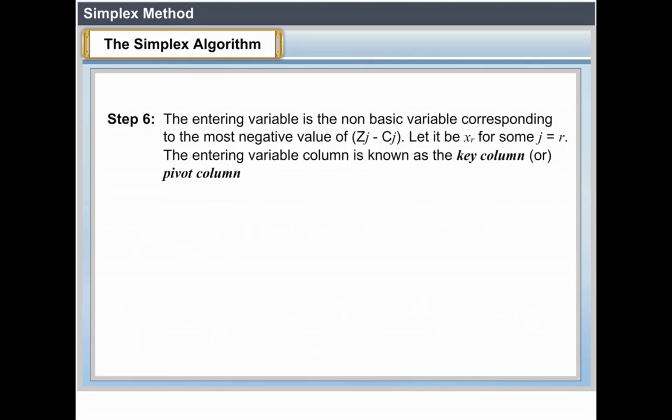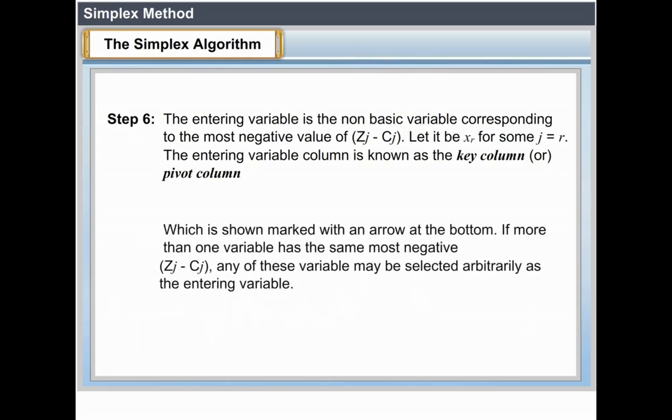Step 6. To find the entering variable. The entering variable is the non-basic variable corresponding to the most negative value of Zj minus Cj. Let it be xr for some j equal to r. The entering variable column is known as the key column or pivot column, which is marked with an arrow at the top. If more than one variable has the same most negative Zj minus Cj, any of these variables may be selected arbitrarily as the entering variable.